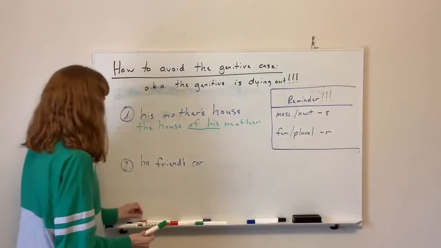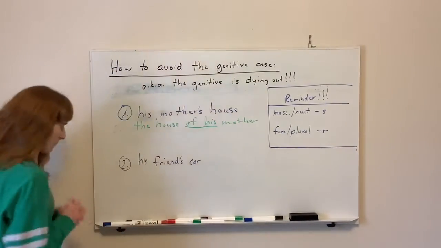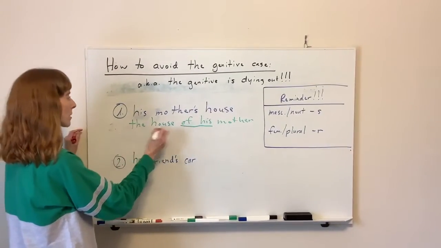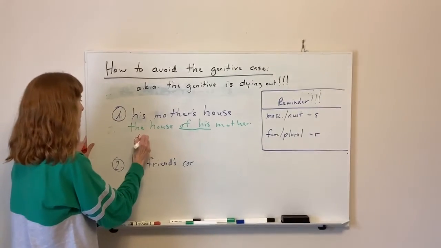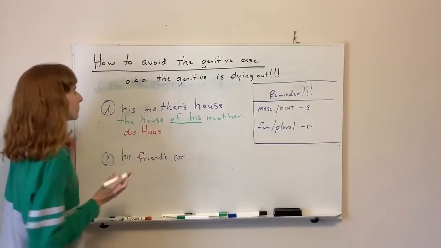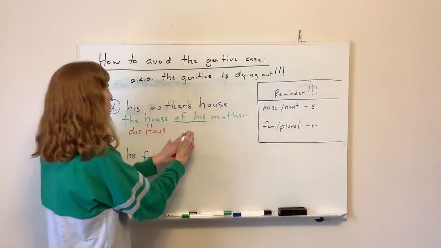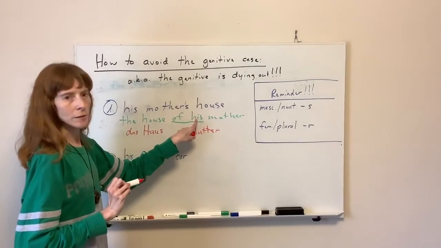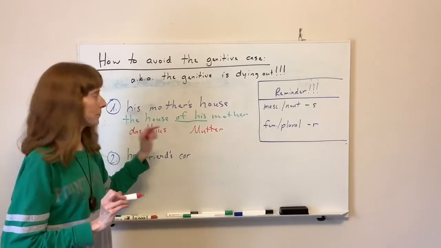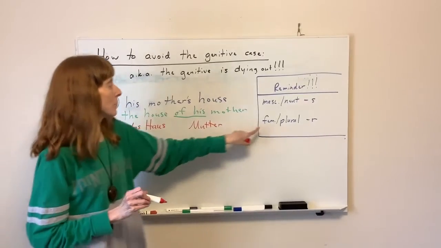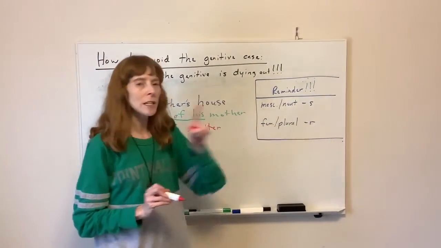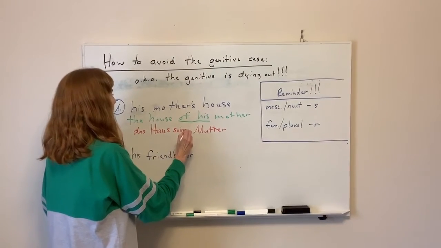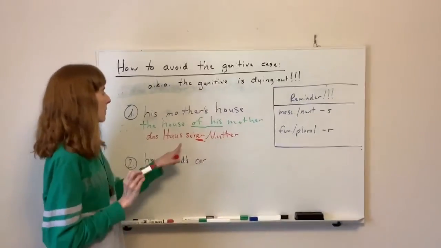Okay, so let's see, what color should I use now? Red. The house of his mother, we're going to start by putting down the word the house. Das Haus. The word mother, we know that one already. Mutter. Of his. We know the word for his is sein. And we know that Mutter is feminine. So according to my rules over here, we need to put an er there. So das Haus seiner Mutter, the house of his mother.